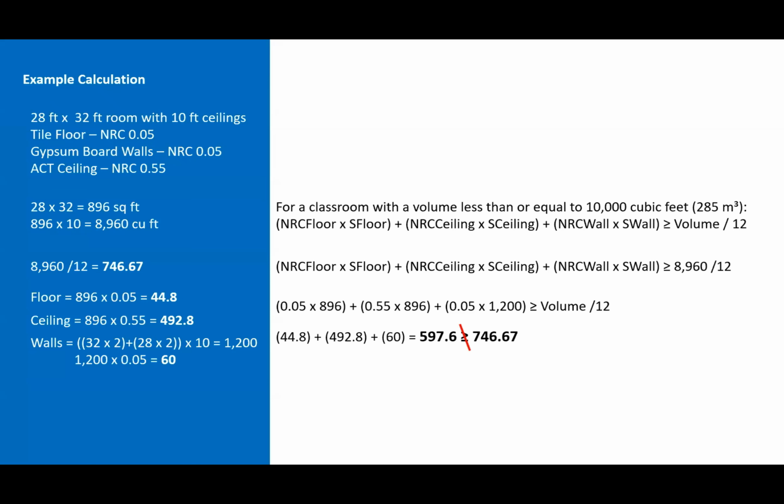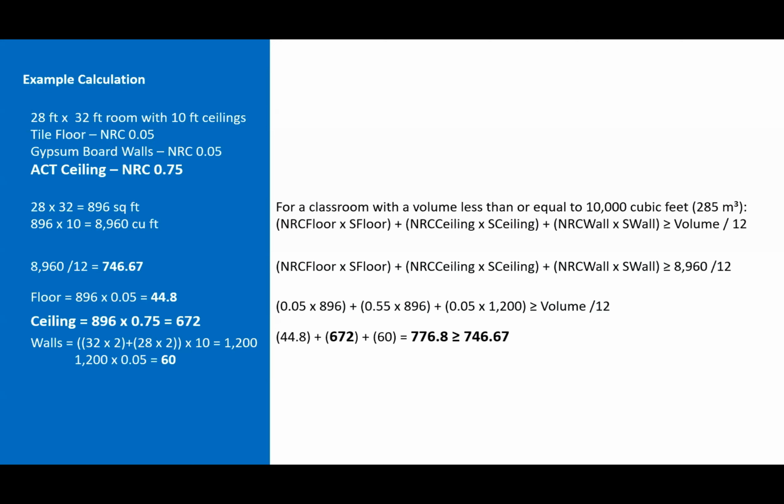So when we look at this, we have to think, what can we do to get this up to meeting that building code criteria? Well, if we just change one thing here, we're going to change that ACT to an NRC 0.75 in this example. And that brings us up to about 777. So we're above that criteria level that we were looking at. So we meet that now just by changing out that ACT.